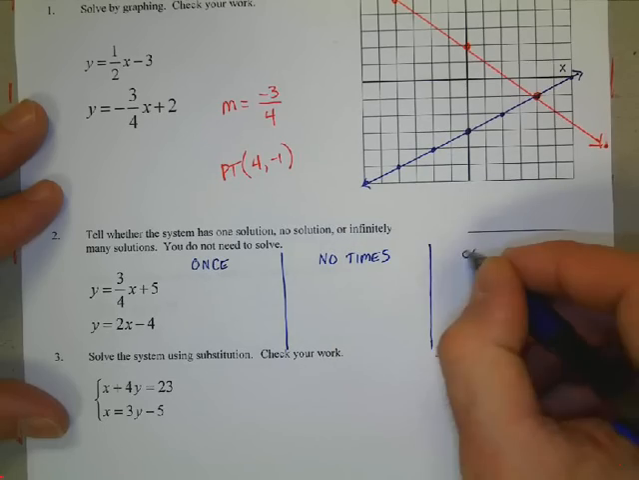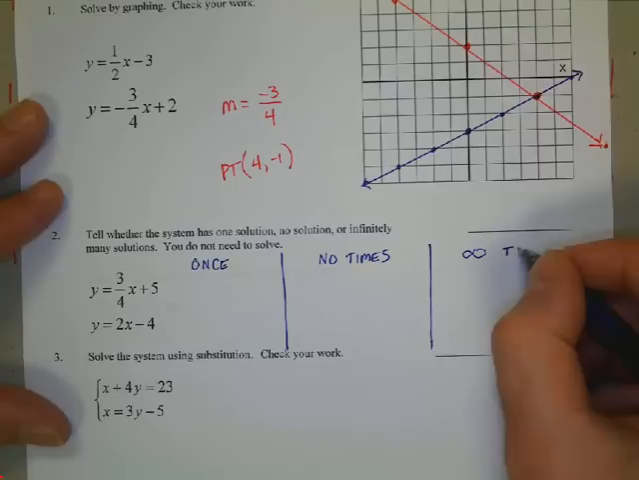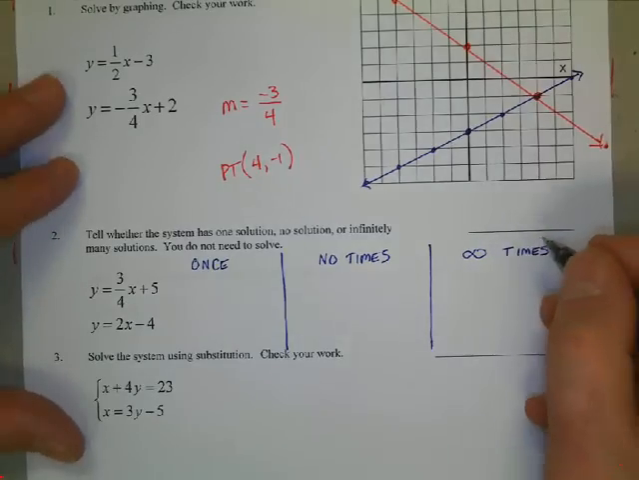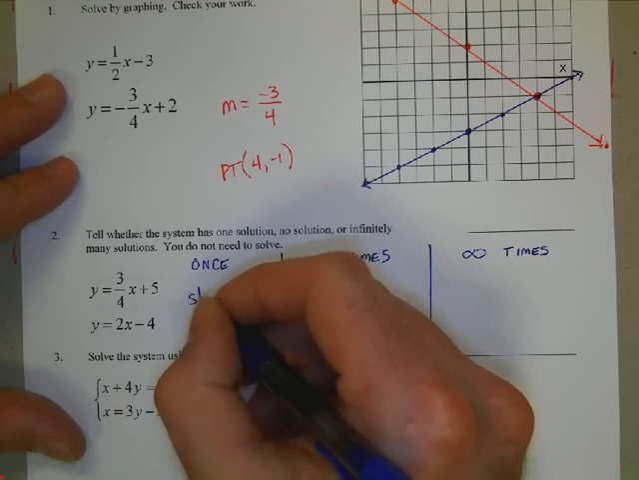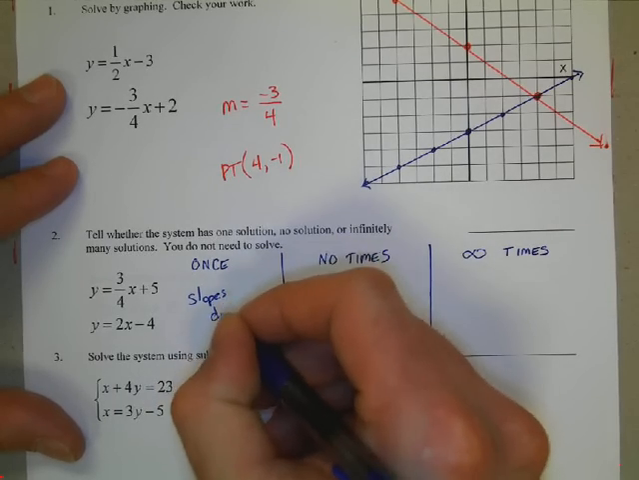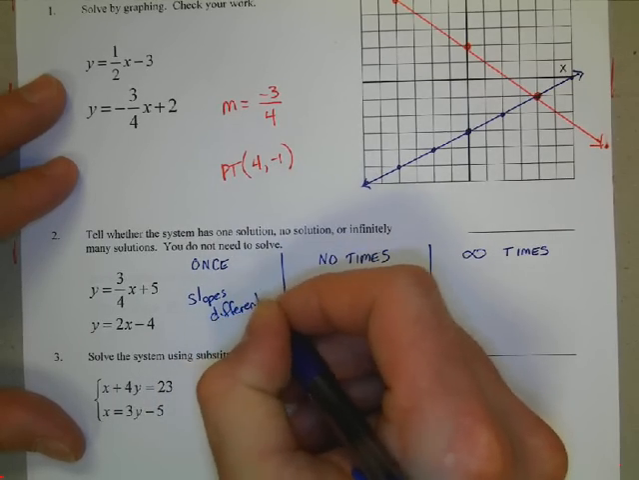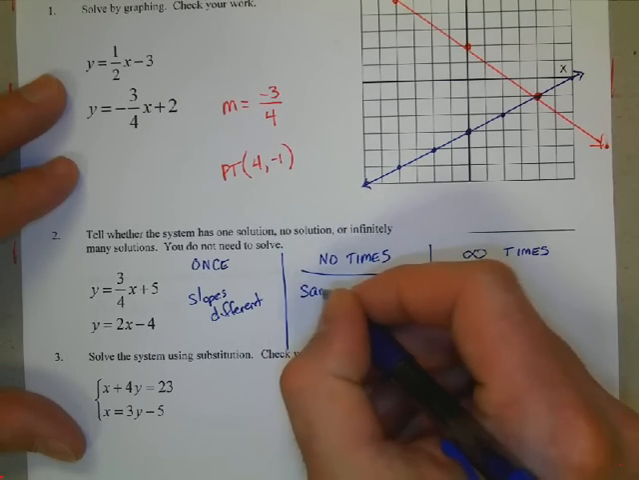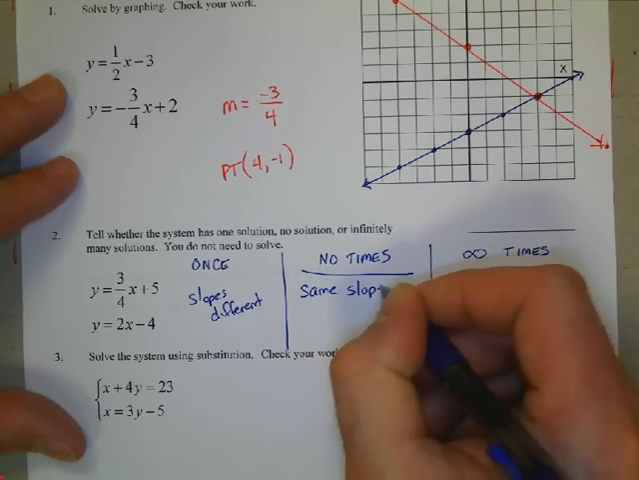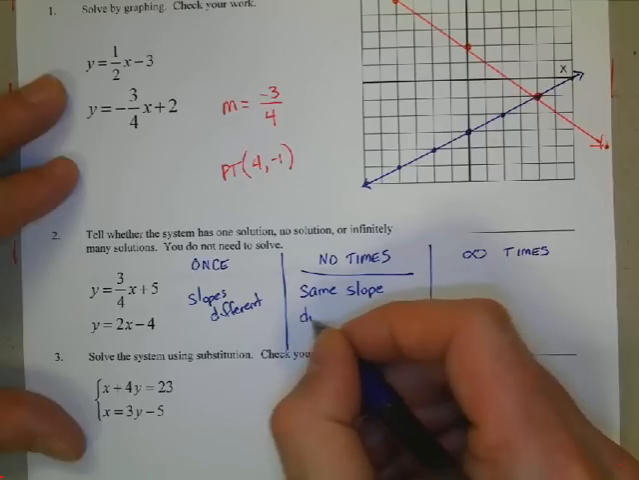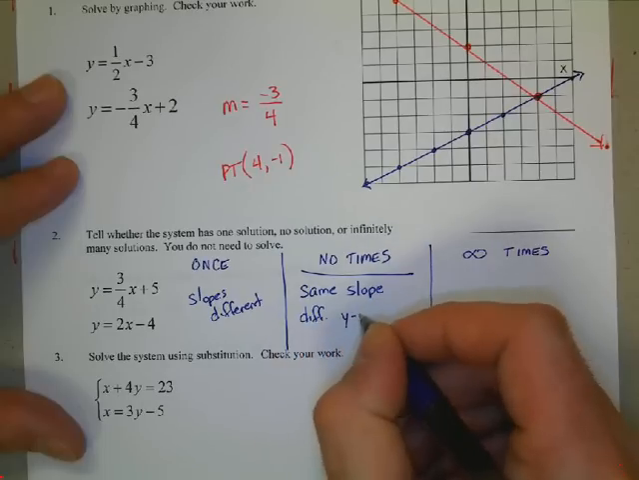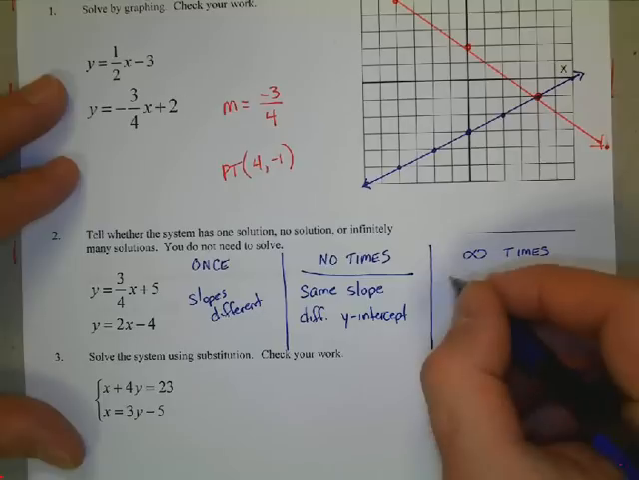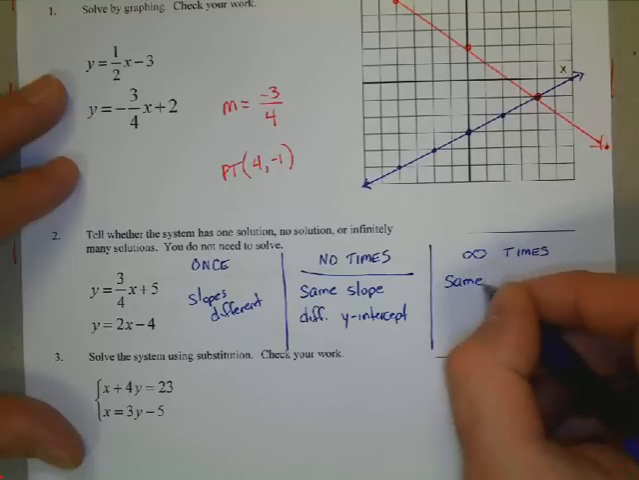When will they cross once? They will cross once if the slopes are different. When will they cross none at all? They'll cross none at all when we have the same slope but different y-intercepts. And they'll cross an infinite number of times when the equations are the same equation, causing them to have the same slope and the same y-intercept.